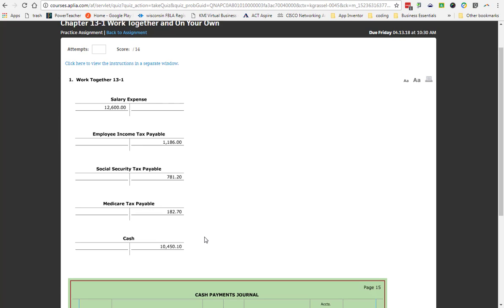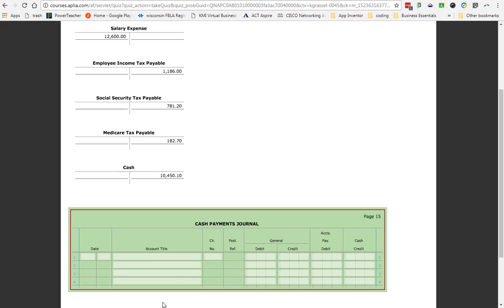Okay, so we analyzed our information, put it in our T accounts. Now we just need to journalize it. And we're going to be journalizing it on page 15 of our cash payments journal with the date of July 15th. So let's get our month in there. Date is the 15th. Now, order matters, because if you put it in the wrong order, Aptly gets all mad at you and marks them all wrong. So you are going to list them from left to right in a payroll register.